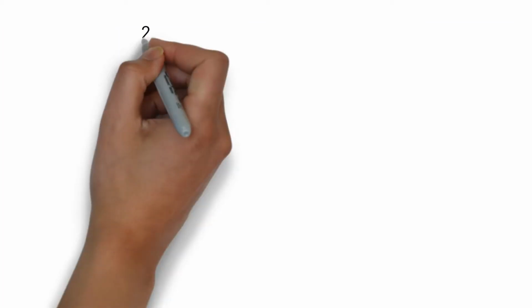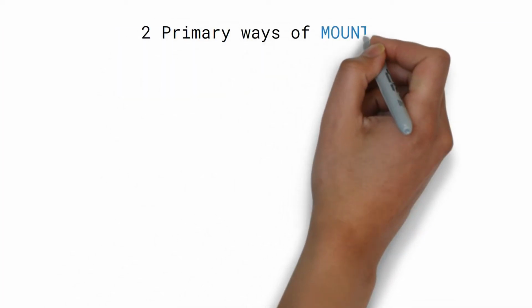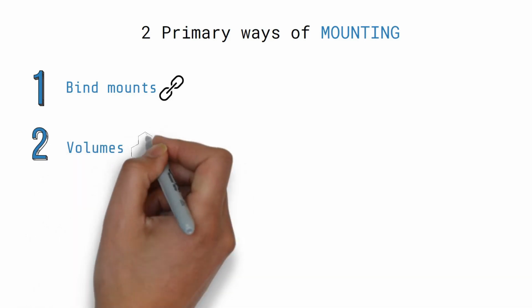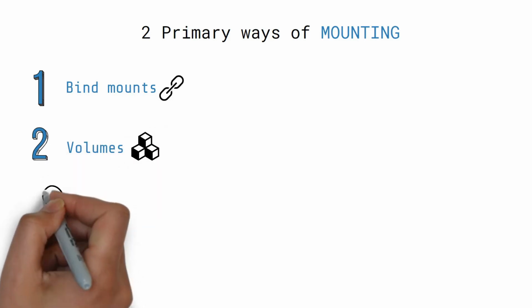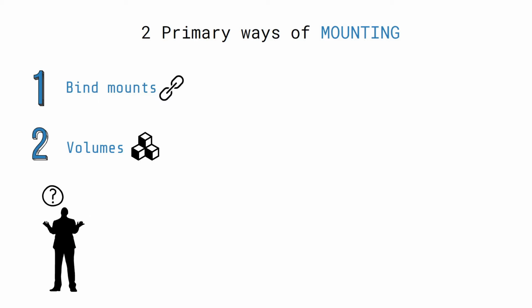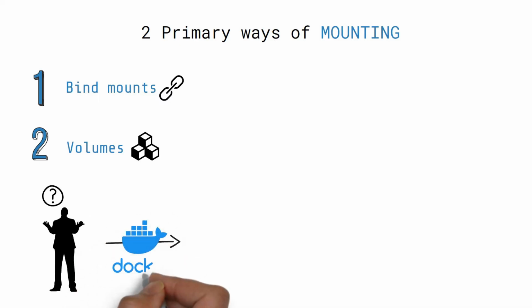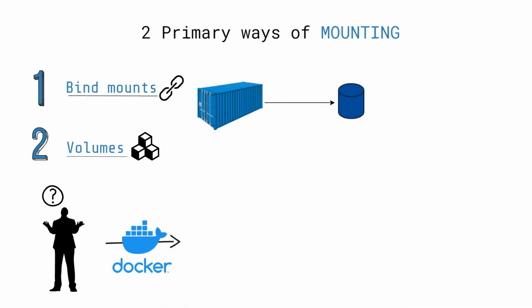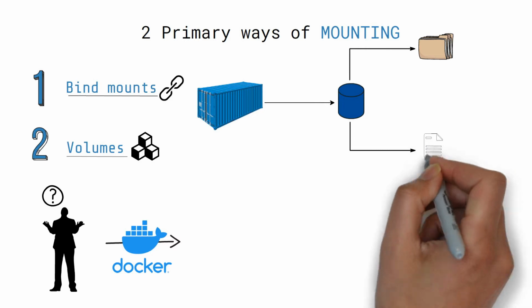There are two primary ways of mounting in Docker to achieve persistence. Number 1, bind mounts, and number 2, volumes. Now mounting might sound confusing if you're new to it. Thankfully, it's pretty straightforward in Docker. No matter which type of mount you decide to use, the data looks the same from within the container. That is, it is exposed as either a directory or a single file within the container's file system.